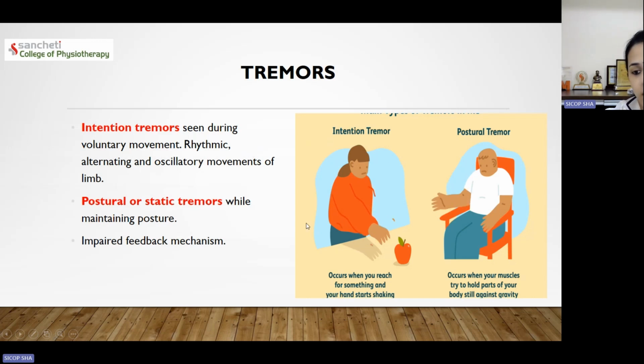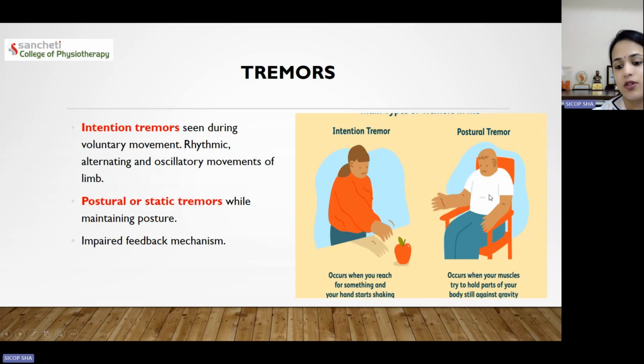So here in the video, you all can see that the person is trying to reach the apple. As the hand comes closer to the apple, the tremor is going to increase. So it occurs when you reach for something and your hand starts shaking.